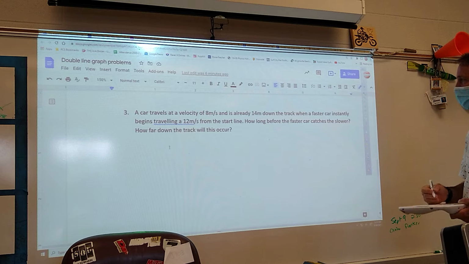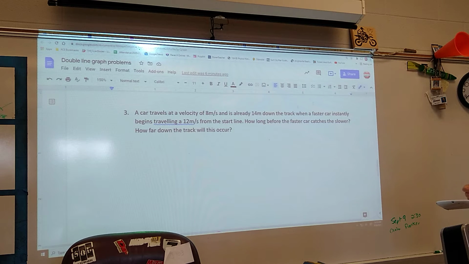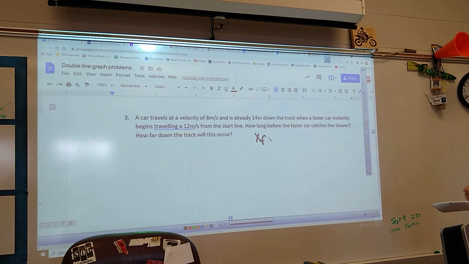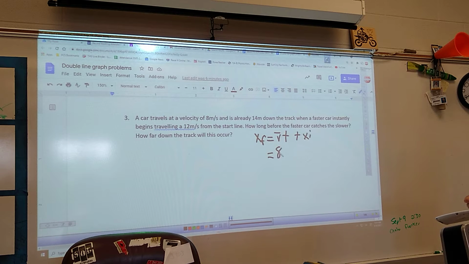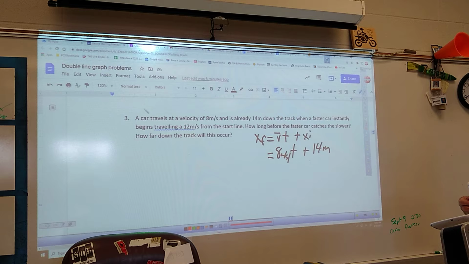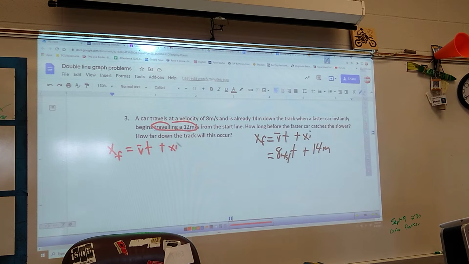This is a double line graph. That's how we're going to solve it. We're going to say the formula for going down the track is xf equals vt plus xi. So the velocity of the first car is 8 meters per second for some certain amount of time, and it's got a 14-meter head start. Now the other car, I'll do this one in red. Its formula is xf equals vt plus xi. This one, however, does not have a head start, and its velocity is 12 meters per second.